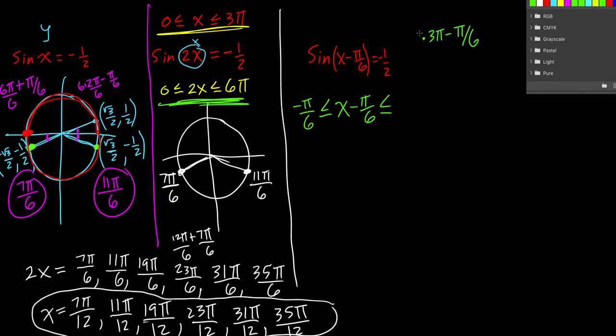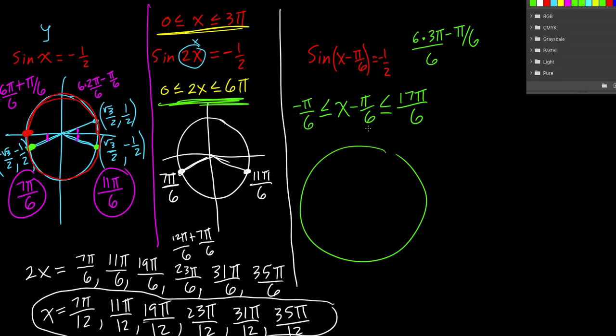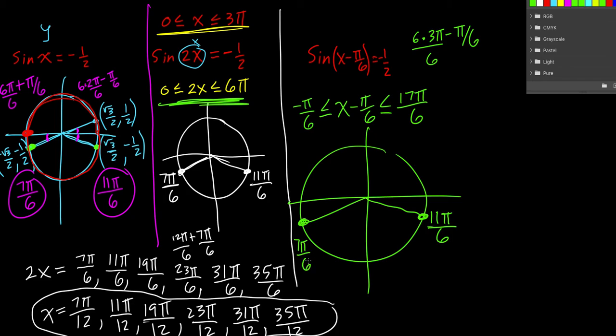So we want to times this by 6 over 6. So it's 18 minus 1, so that's 17 pi over 6. Okay. Now we go through the unit circle, and it's a little tricky, but we have our same places because it's still negative 1/2. So we don't have to figure that out again. 7 pi over 6.